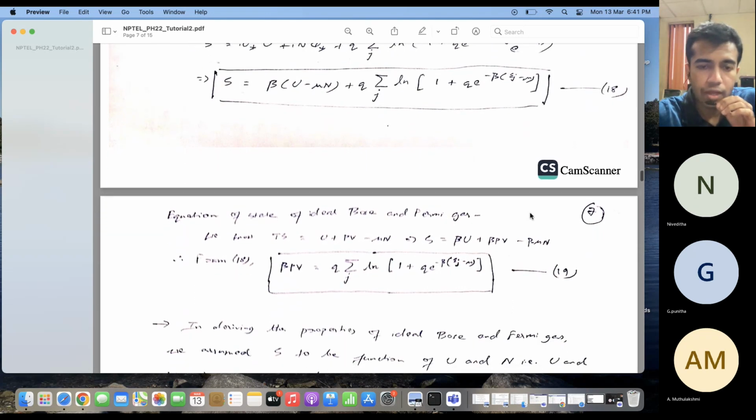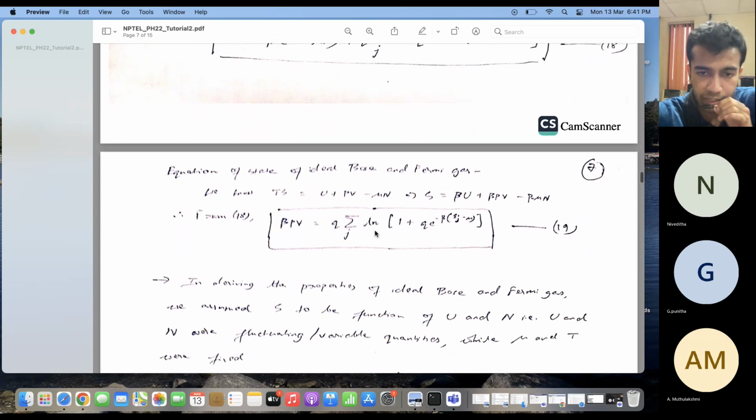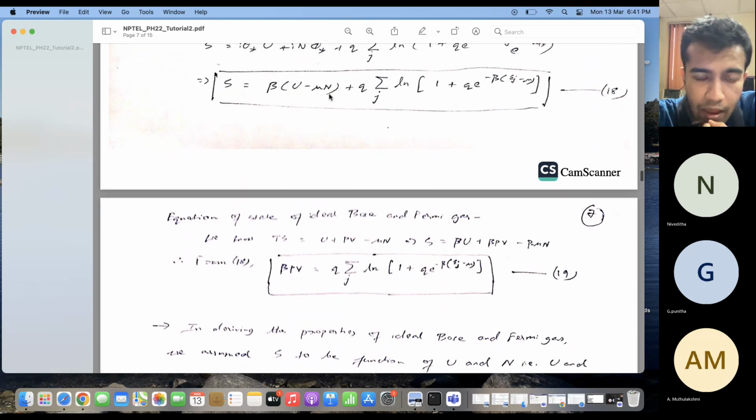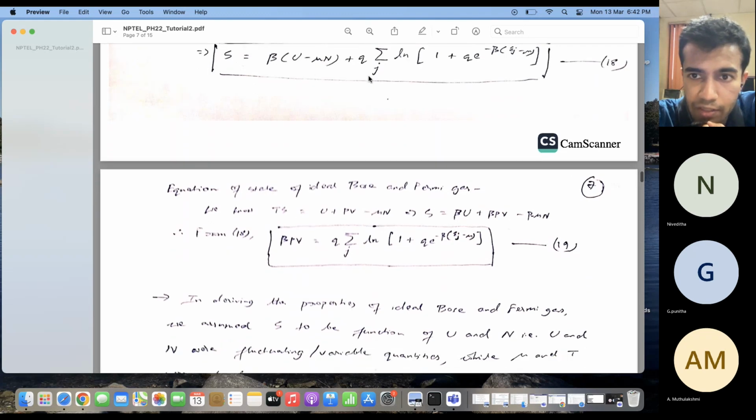Once I know this, I can also calculate the equation of state of an ideal Bose or Fermi gas. The equation of state can be obtained from the first law of thermodynamics itself, that is Ts equal to u plus Pv minus mu n. From this, I can read off S as beta u plus beta Pv minus beta mu n. I basically divide by temperature and I get this right hand side. So beta Pv turns out to be equal to S minus beta u plus beta mu n, and that is nothing but only this term.